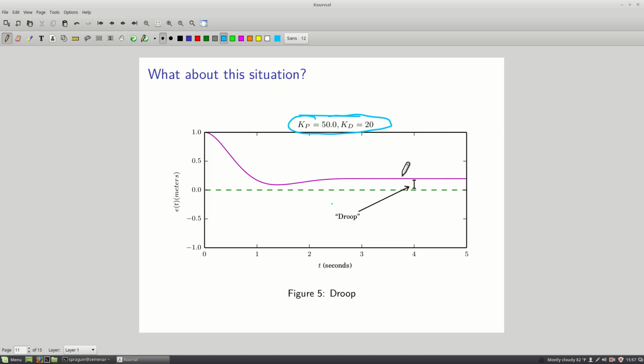And once they've balanced out, our derivative term isn't doing anything because the error isn't changing, so that's zero. So this effect, this phenomenon, is called droop. And this happens when our controller is acting against some external force. So how can we deal with that?